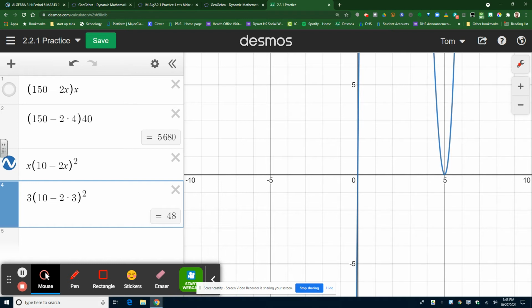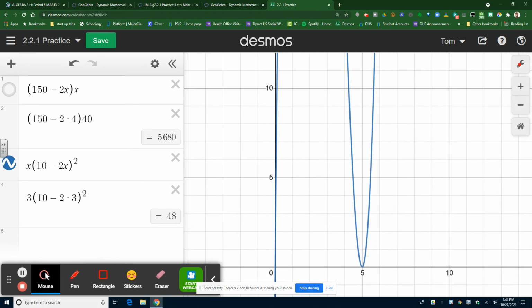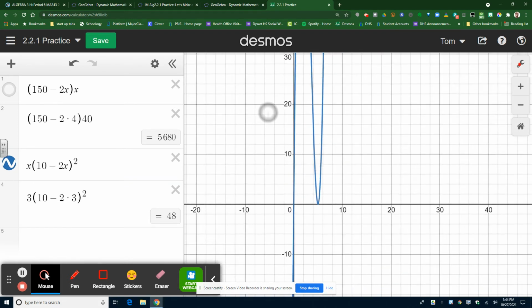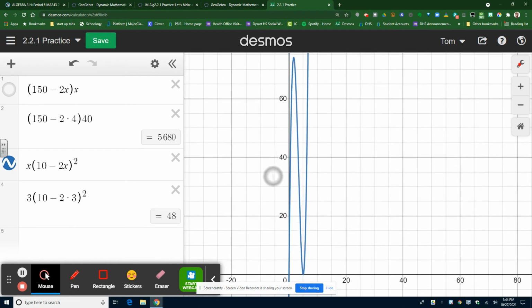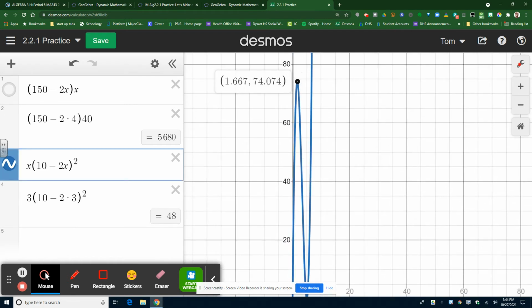About 48. Is that the max, you think? How would we find out? Look, okay. Let's see. If we just squeeze this down a little bit. Yeah, 48 is not the max. Looks like it's pretty close to 75. Okay. This is kind of similar to the one we looked at yesterday. All right.